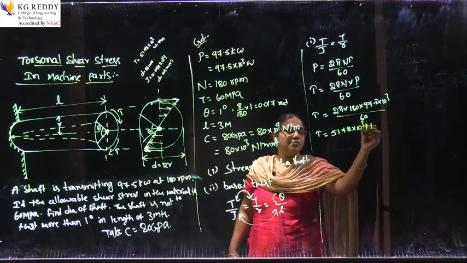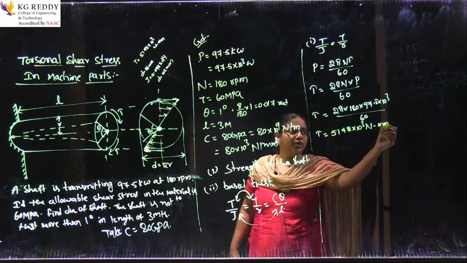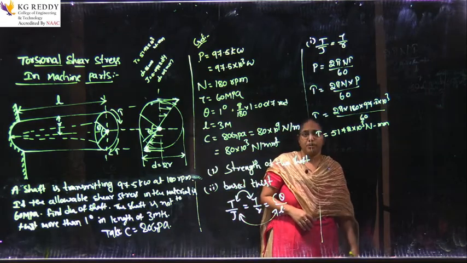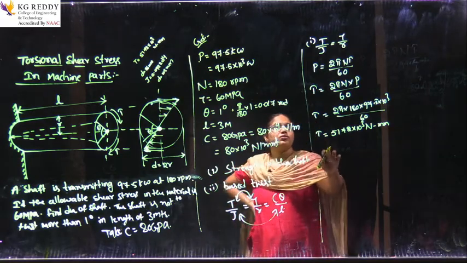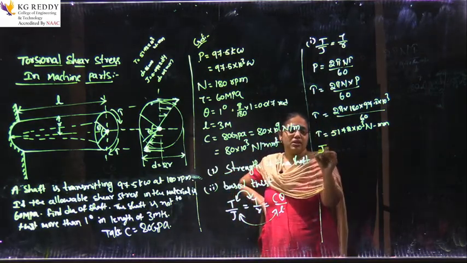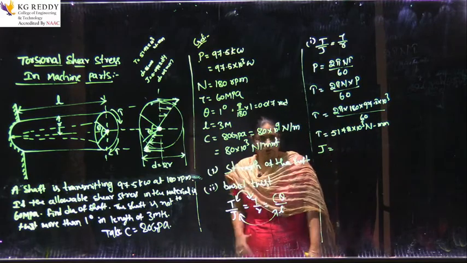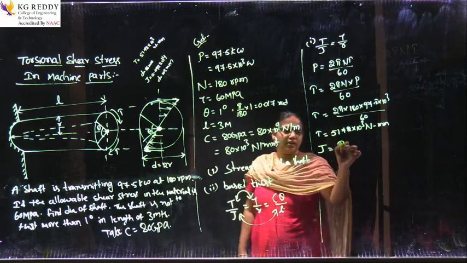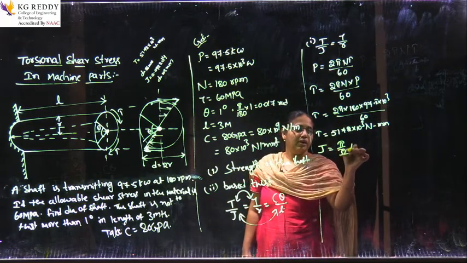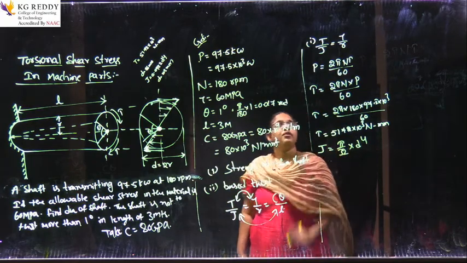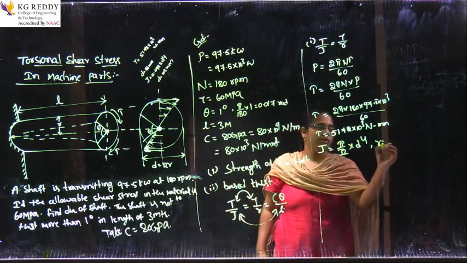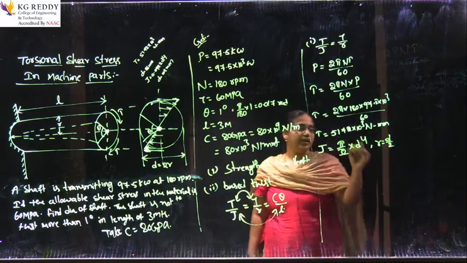that is, in terms of torque, nothing but force into distance. So there, the unit is Newton mm. So this is the torque I got. So now what is meant by J? J is nothing but, we all know, the polar moment of inertia. So that is pi by 32 into d power 4, where r is nothing but d by 2. So here I want to identify the d value.